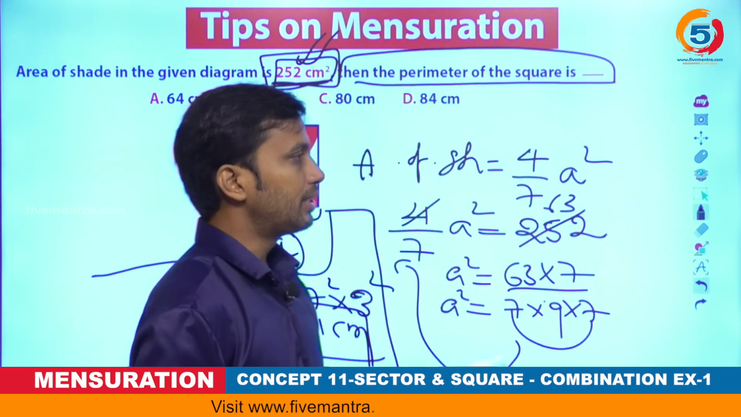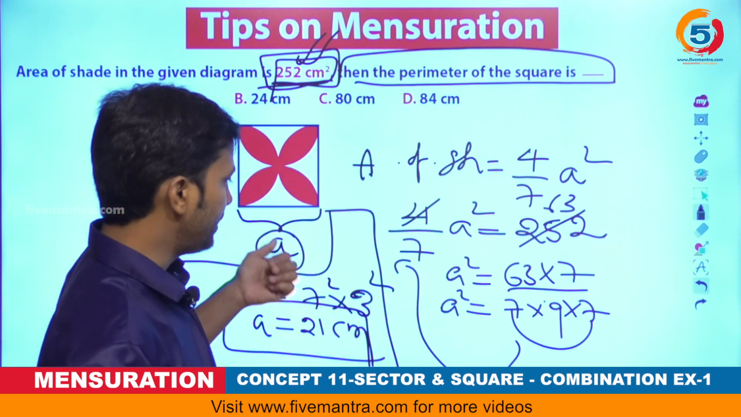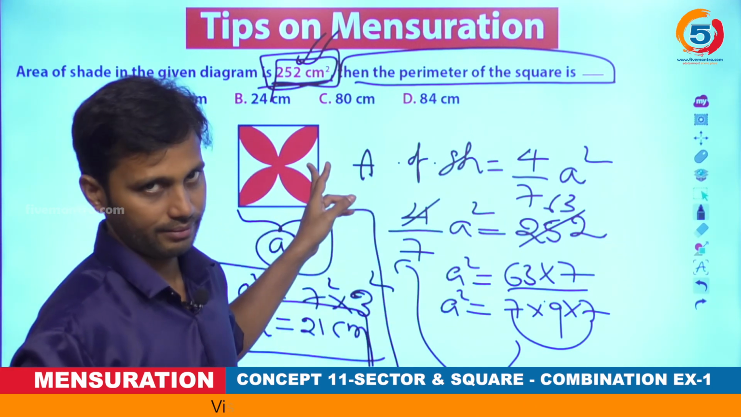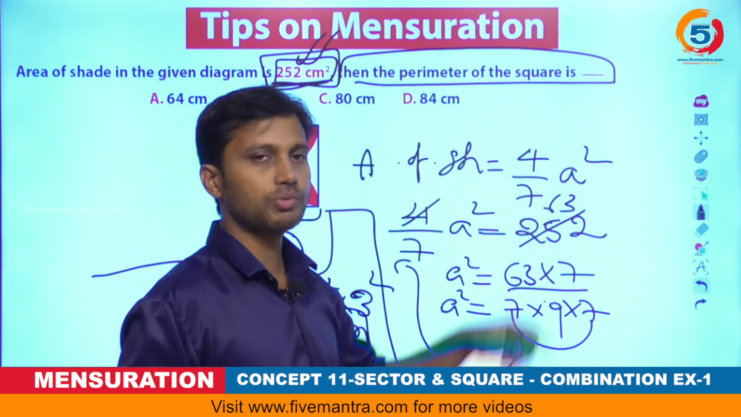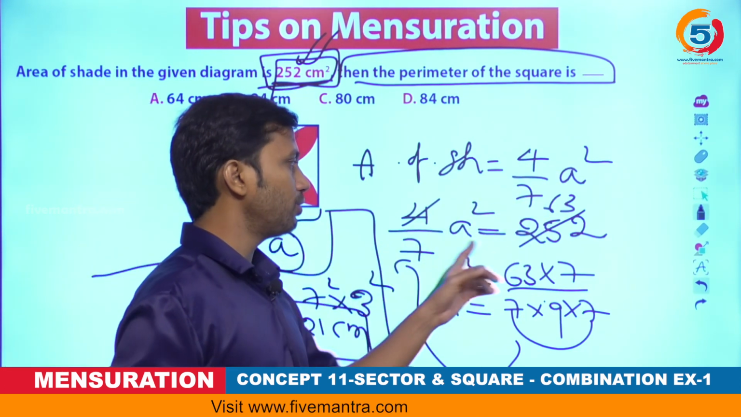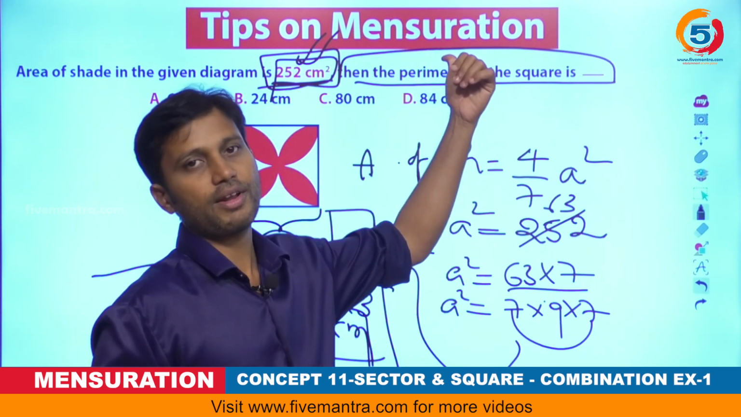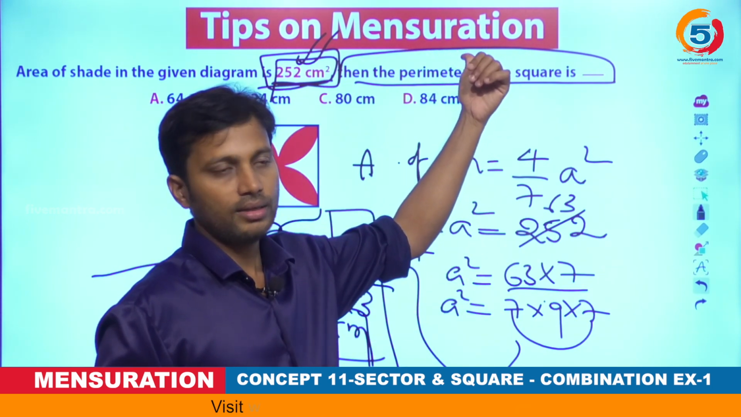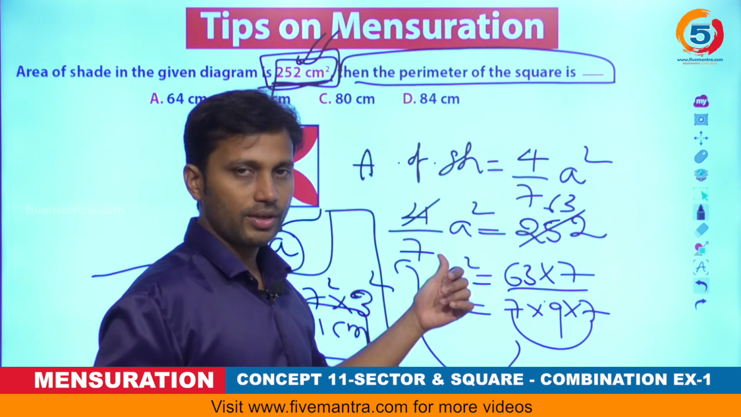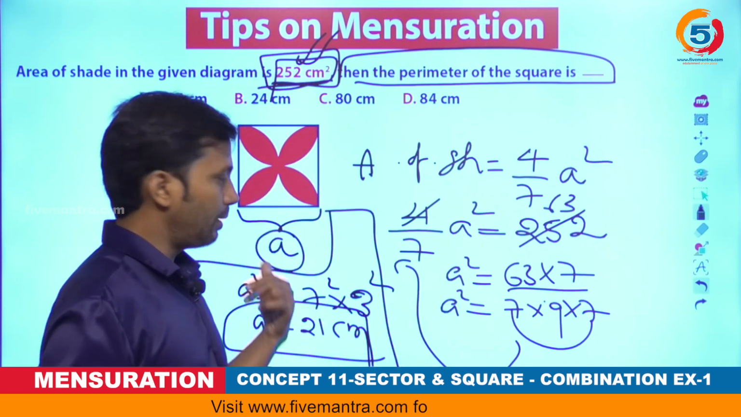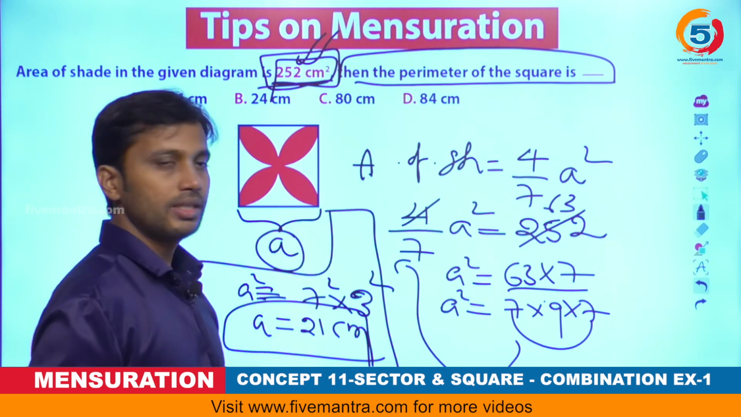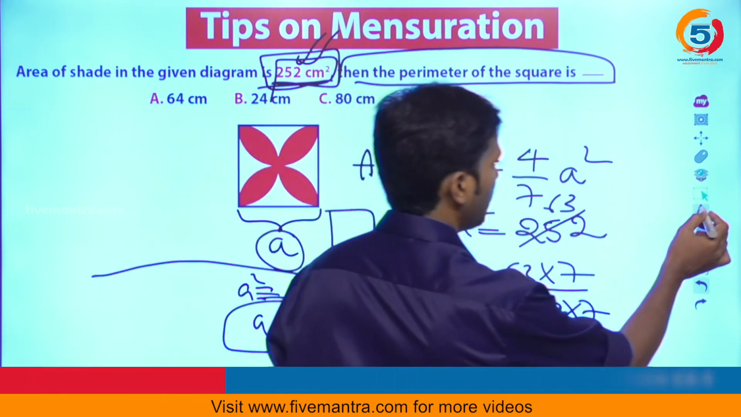What we did: if the side is A, we took the area of the shade, which means this flower colored shape, as 4 by 7 A square, and we equated that value to 252, which is given as the flower shade area. After doing the simplification, we could find the side of the square. That is how much? 21 centimeters. So let's do the next.